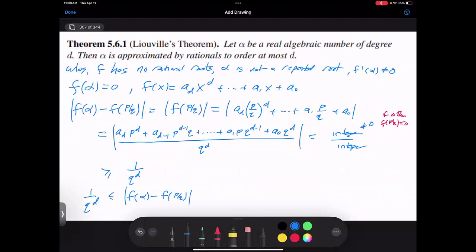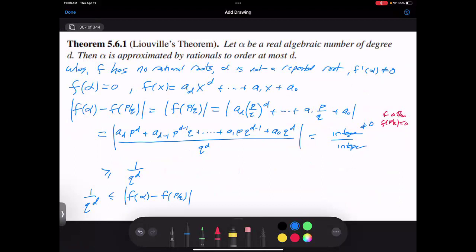If you have a real algebraic number of degree d, then you can't approximate it better than 1 over q to the d infinitely often up to some constant. I might be able to do 1 over 1,000 times 1 over q to the d. That's fine. I'm not going to celebrate that. I care about the q dependence, not the constant outside.